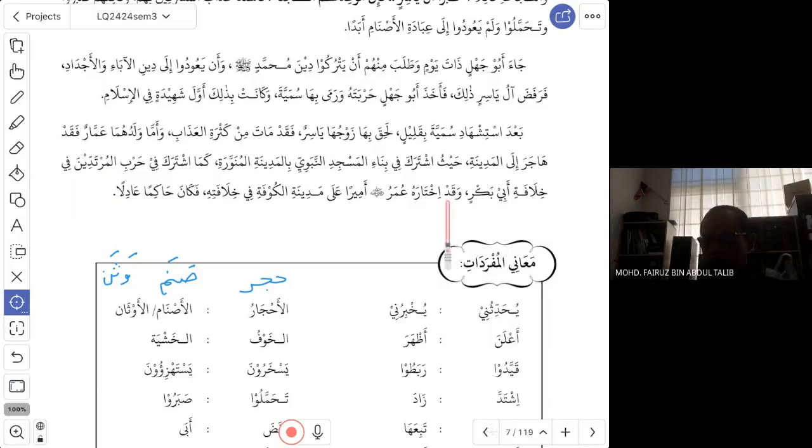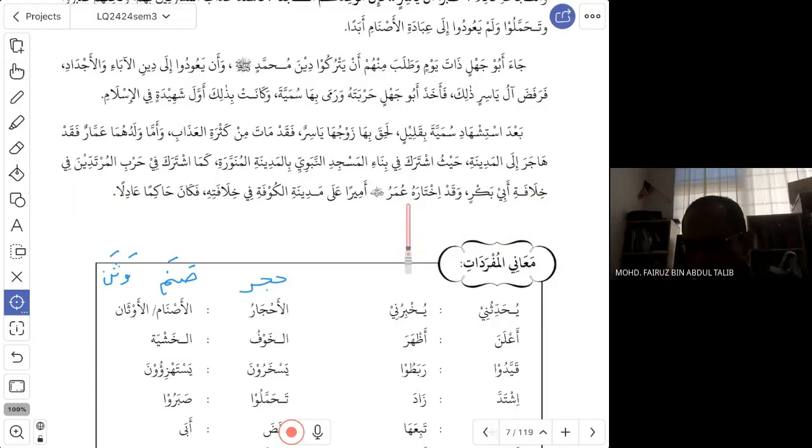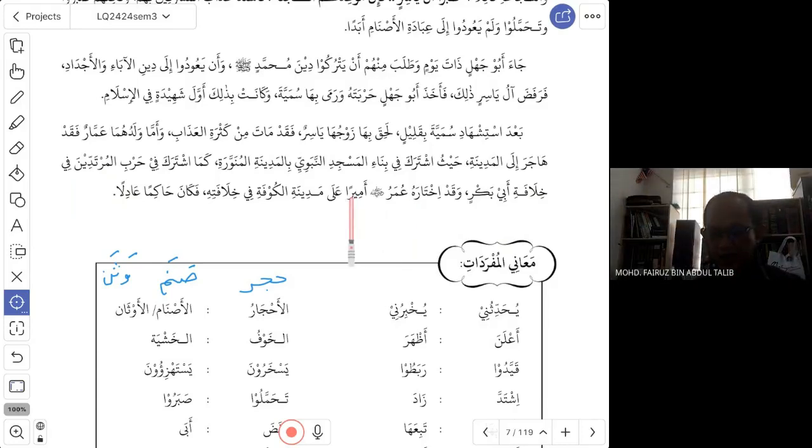And next, wa qad ikhtarahu Umar. This is during the Khilafah of Umar, the reign of Umar. Umar has chosen him. Ikhtara means to choose. Umar has chosen him as an Amir. Amir here is referring to a leader. So he became the leader for the city of Kufa, the Amir of the city of Kufa. Kufa is a city in present-day Iraq. So he became the leader during the era of Umar.